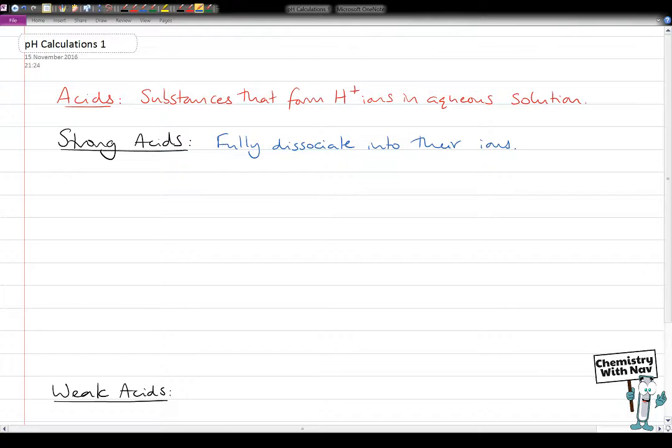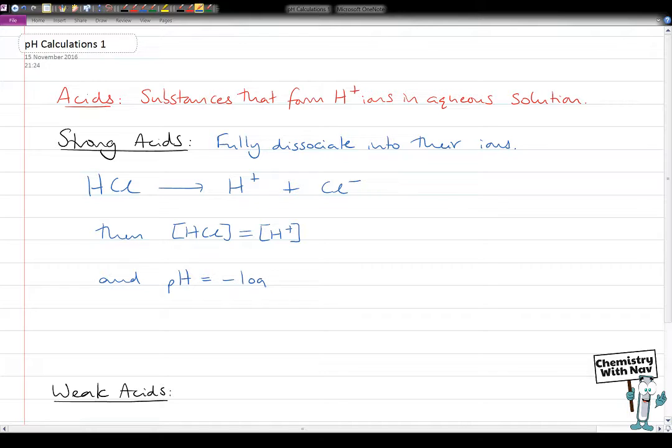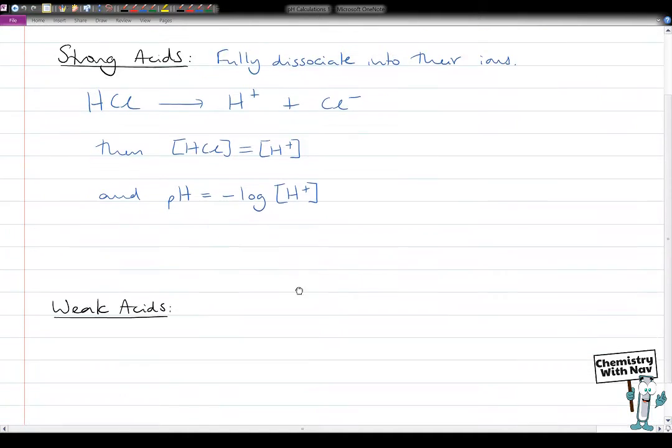So if we take an example, let's use HCl, that's going to turn into both H+ and Cl- ions. If we know that it's fully dissociated, then we can say that the concentration of HCl is equal to the concentration of H+. So whatever the concentration was of the acid given to you, let's say in the question, then you know that's your concentration of H+ ions, and your pH calculation is therefore straightforward: negative log to the base 10 of the concentration of H+ ions. So that's a fairly straightforward idea.